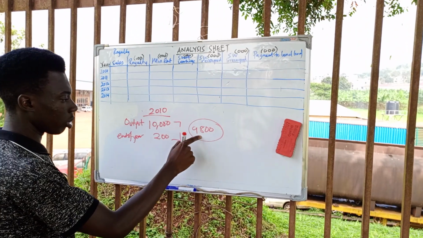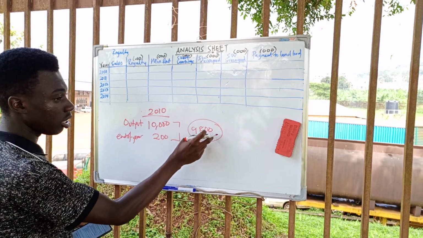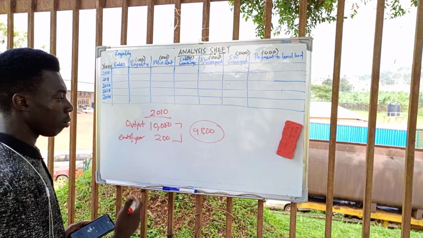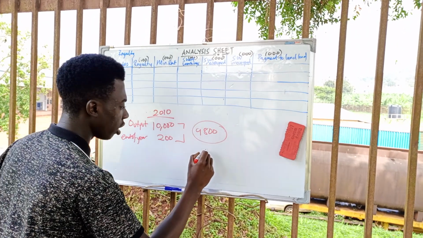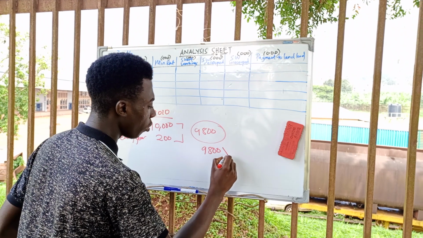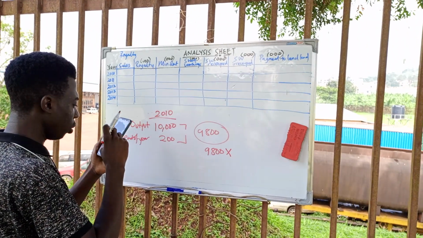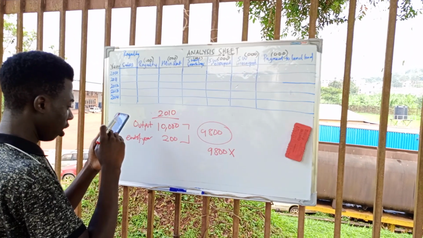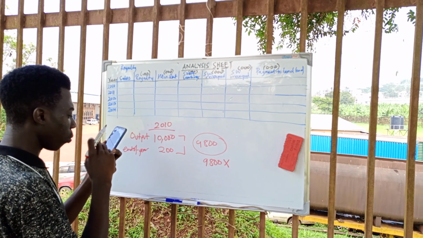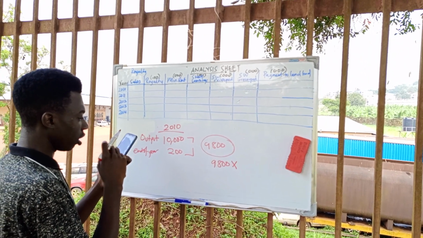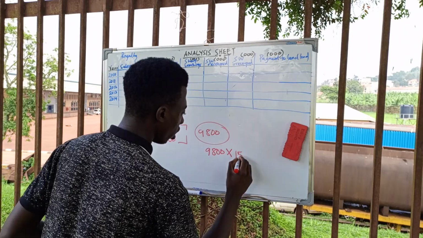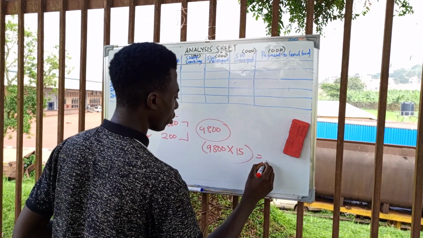This is just the units that were sold, the output that was sold, but it is not the sales. For sales, we now have to take 9,800 and multiply it by the price for each unit. In the question, they told us that the soap was priced at 15 shillings each. So I multiply this by 15, then I know my sales figure, the figure I'm supposed to recognize here.